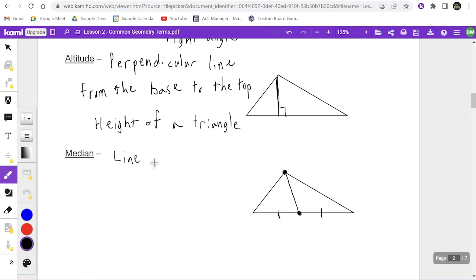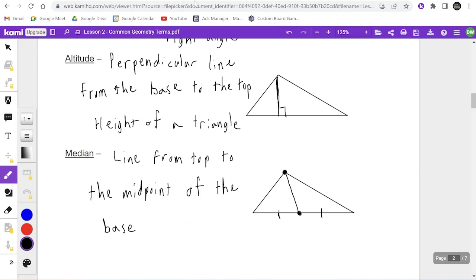I would say a line from the top to the midpoint of the base. That's my official definition. You can switch out the midpoint with bisects the base. That's okay too. But I like this definition for now because we know what a midpoint is. It's the center of a line.